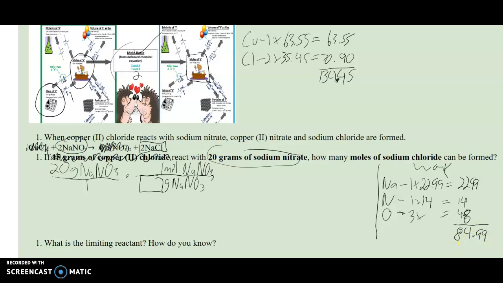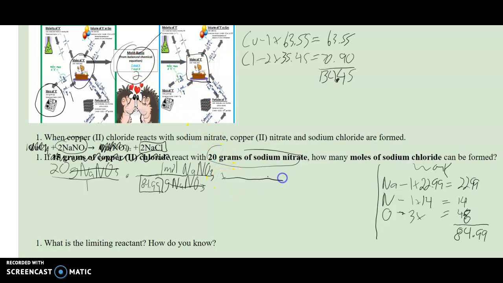Just to save me a little bit of time, I'm going to round this to 85. No, I'm going to keep it because I don't know how close my answers are going to be. All right, so 84.99 grams. Sweet, my units are going to cancel there and there. So now I'm in moles. Now I am here, but I want to get over to here. So what do I have to do?